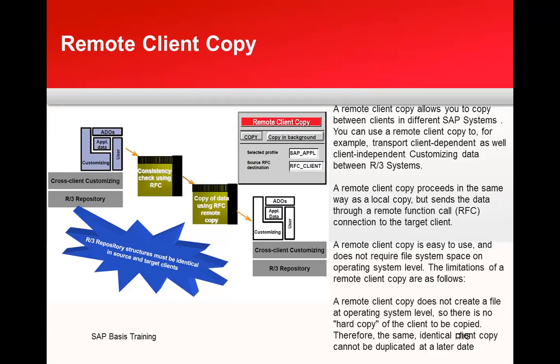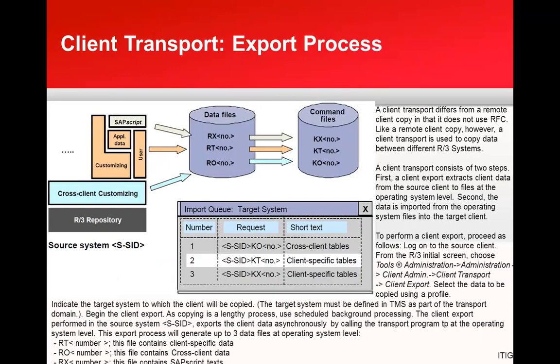Remote client copy is easy to set up and doesn't require file system space at the OS level. The limitation is that a remote client copy doesn't create a file at OS level, so there is no hard copy of the client to be copied. So that is the limitation. Later we'll see the T codes for how to execute all these things.